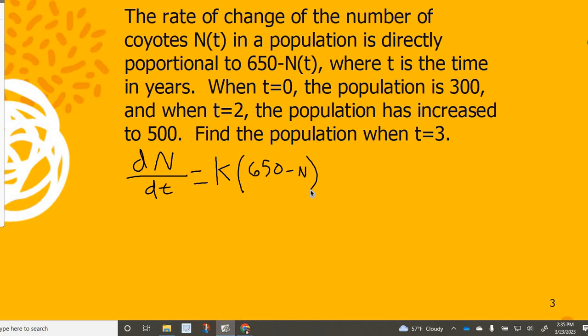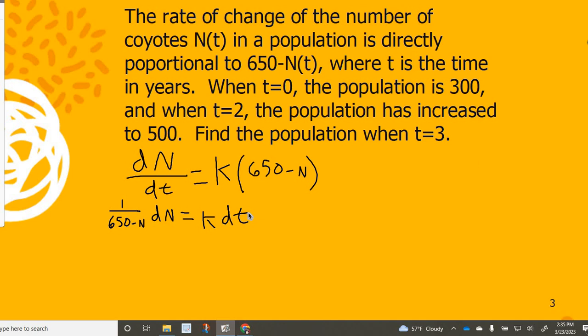We can take the integral of it. Well, we can't integrate it as it is, but yes, we're going to need to integrate it. So, we're going to move the stuff with n's to the left, so we would have 1 over 650 minus n dn, and then I'm going to multiply that times my dt. Are we all okay with my steps up till here?